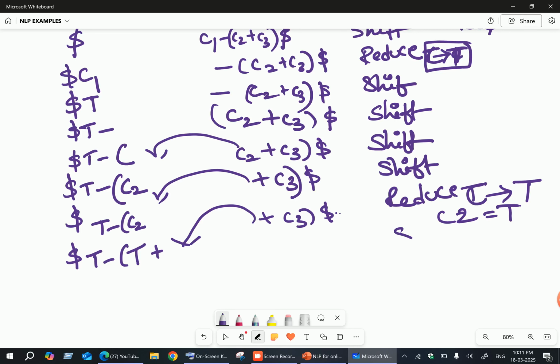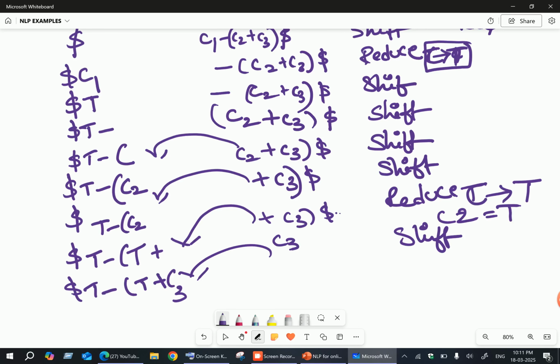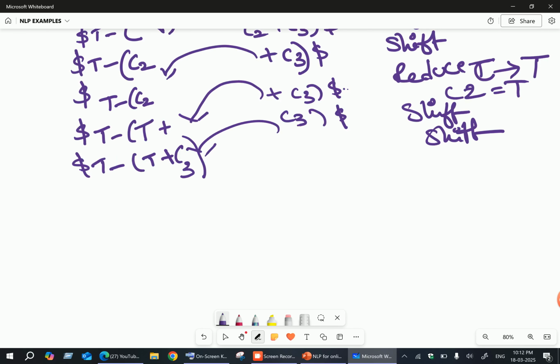Then we will perform the shift action, then plus will shift here. Again we will perform the shift action, that is T plus, and C3 will come here. Then again we will perform the shift action, that is a parenthesis will come here. So finally here we will perform the reduce action. So reduce action, that is C is going to become a T, right? C3 is equal to T.